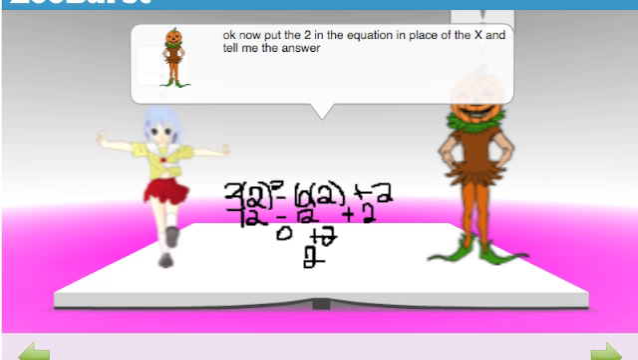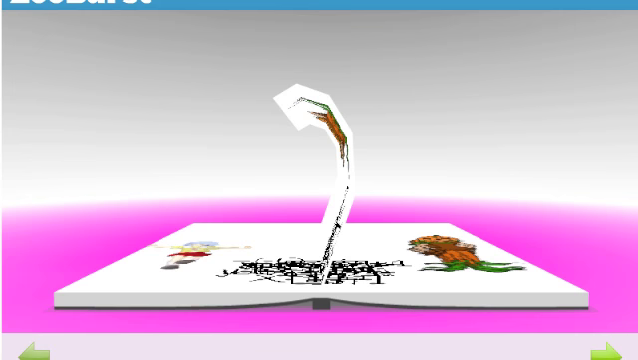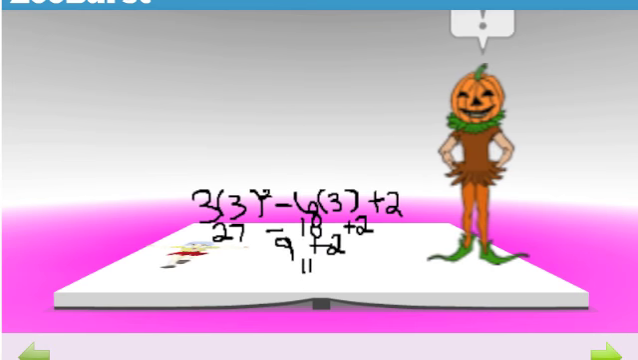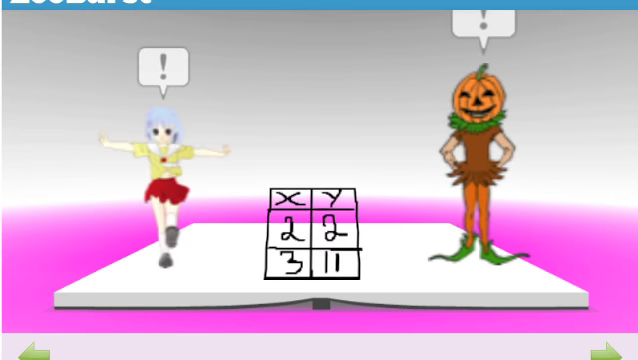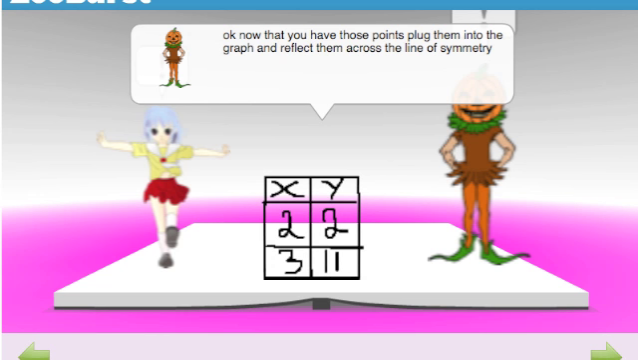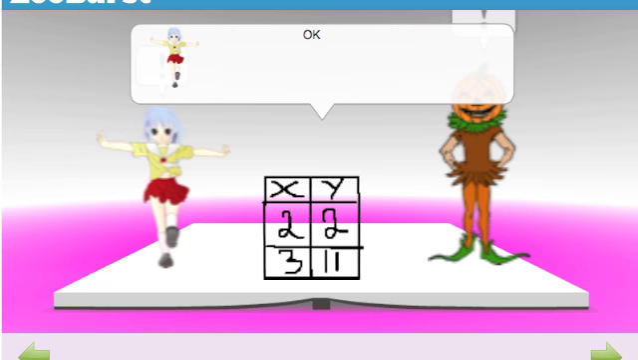Okay, now put 2 in the equation in place of the x and tell me the answer. The answer is 2 comma 2. Yes, exactly. Good. Now plug in the 3 and tell me the answer. Okay, the answer is 3 comma 11. Now that you have those points, plug them into the graph and reflect them across the line of symmetry.